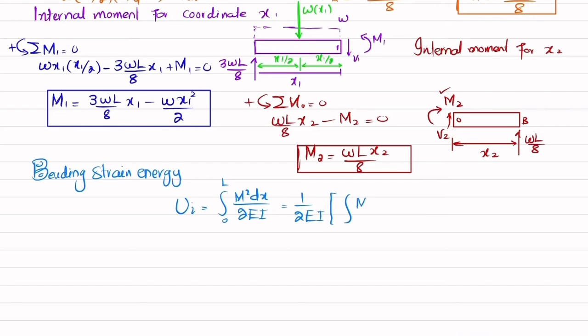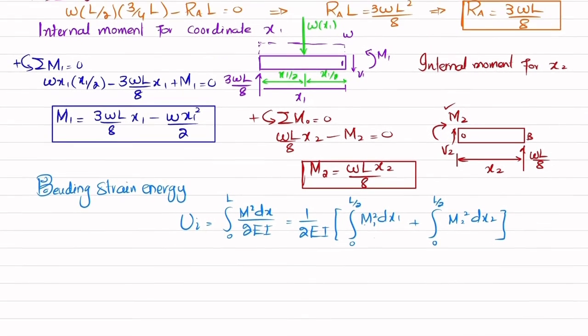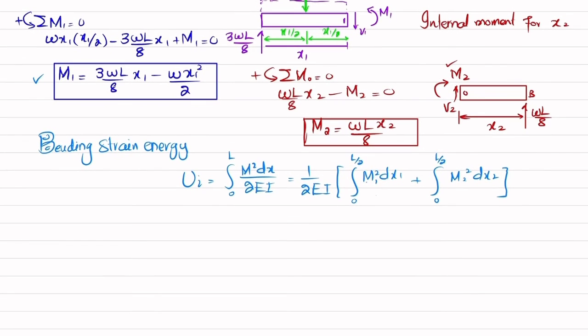the integral of M1 squared dx1 over 2EI, and the limit will be from 0 to L by 2 for x1, plus the integral from 0 to L by 2, and the moment will be M2 squared dx2. 2EI is already taken outside, so no need to repeat it. Now you can just put the value of M1 and M2, which we have. M1 is this one and M2 is this one, so you can just put it.